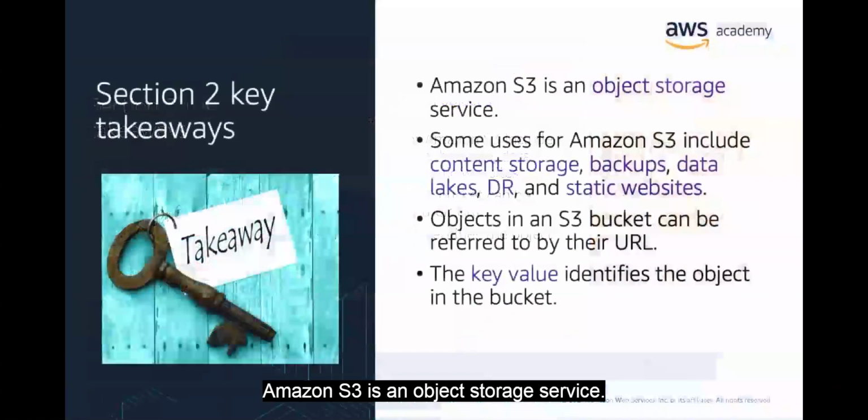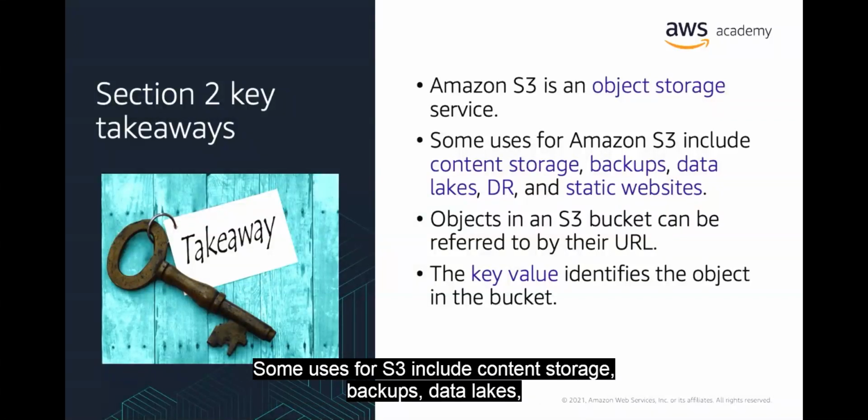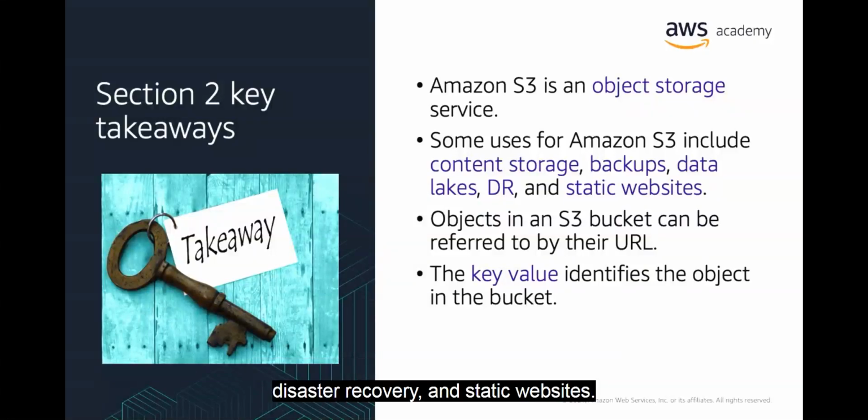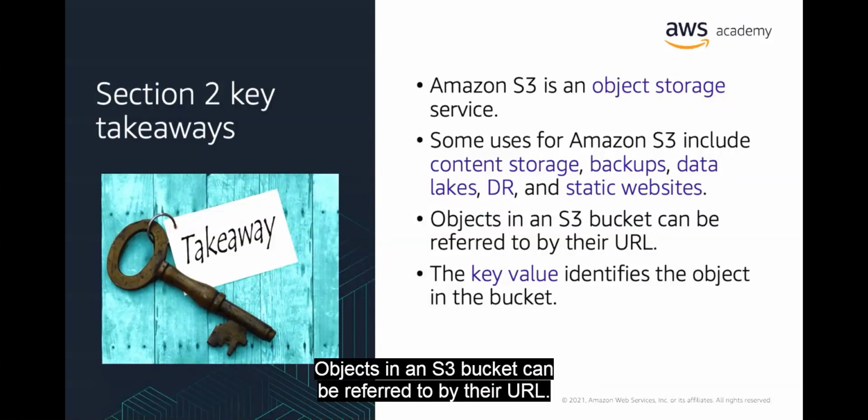Amazon S3 is an object storage service. Some uses for S3 include content storage, backups, data lakes, disaster recovery, and static websites. Objects in an S3 bucket can be referred to by their URL. The key value identifies the object in the bucket.